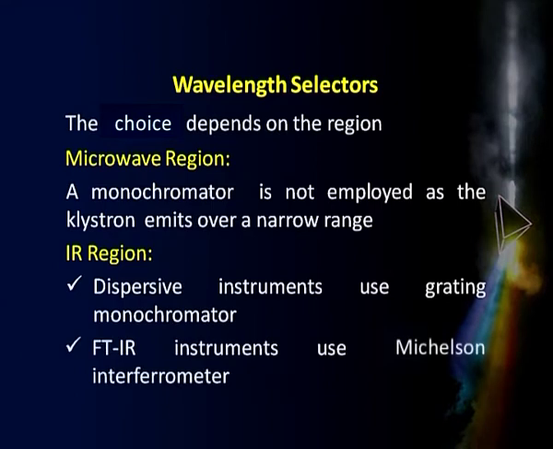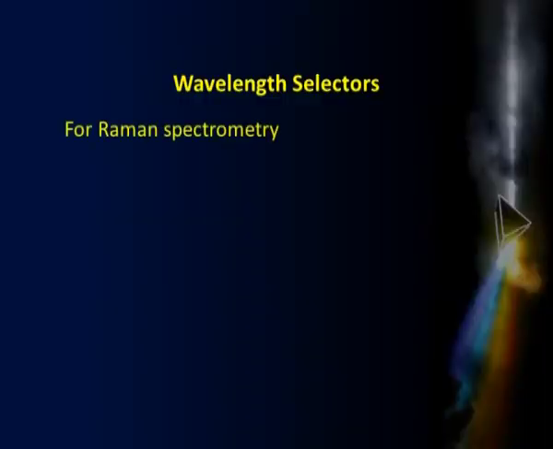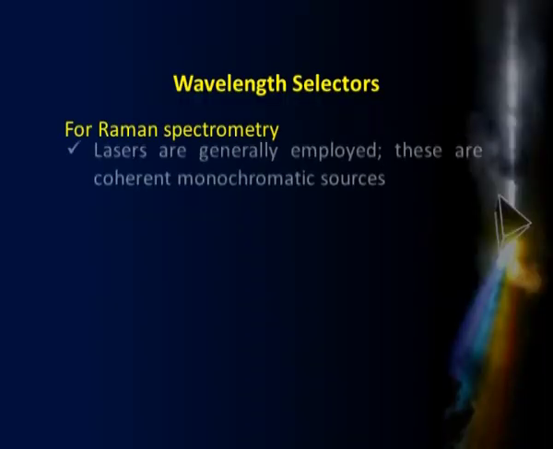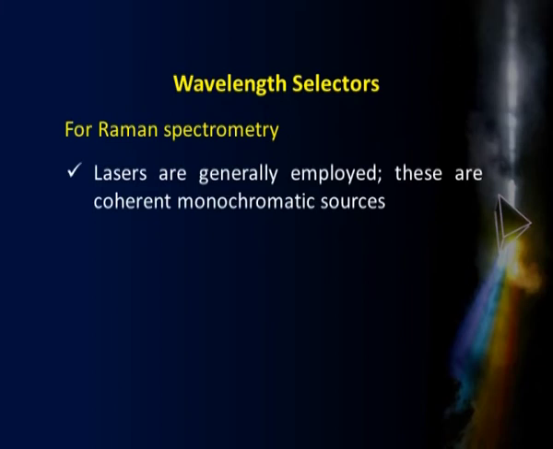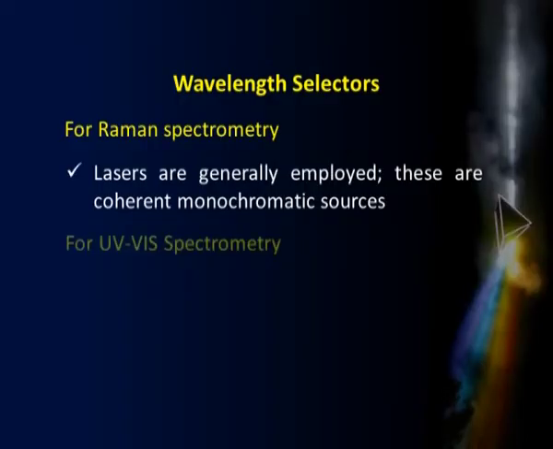We talk about grating monochromators as we move further. And the modern instruments which are FTIR based use a Michelson interferometer, which is slightly out of the scope of this session. If we go further, for Raman spectrometry, we are using lasers, and we know the lasers are coherent monochromatic sources by themselves. So, here again we do not need to use any wavelength selector, because laser radiations are themselves monochromatic in nature.